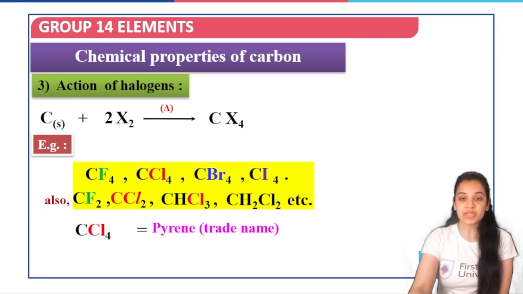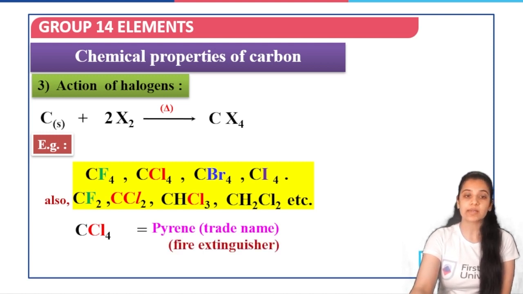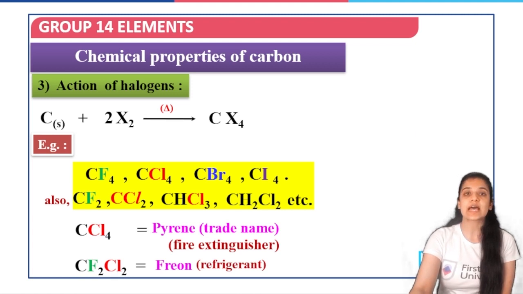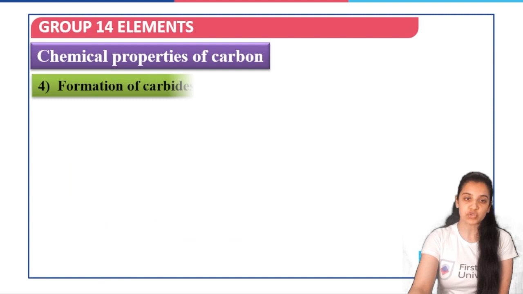CCl4 is pyrene, that is the trade name of it. Otherwise, the IUPAC name is carbon tetrachloride. It is used as a fire extinguisher. Then CF2Cl2, chlorofluorocarbons, freon. Okay, it's used as a refrigerant, which is also responsible for ozone layer depletion.